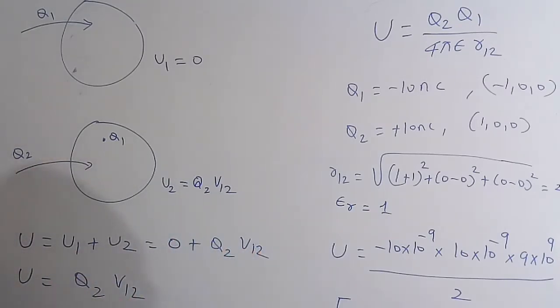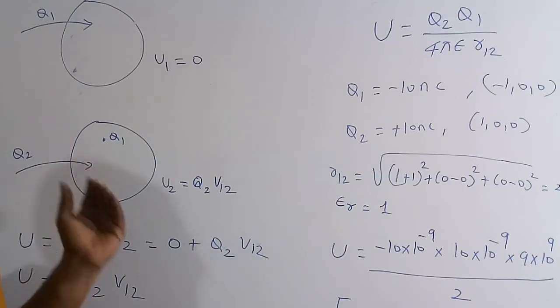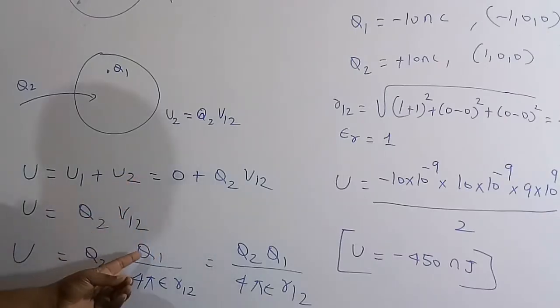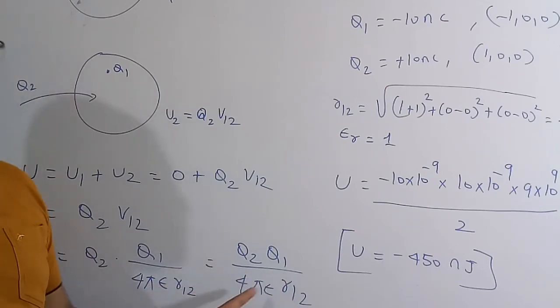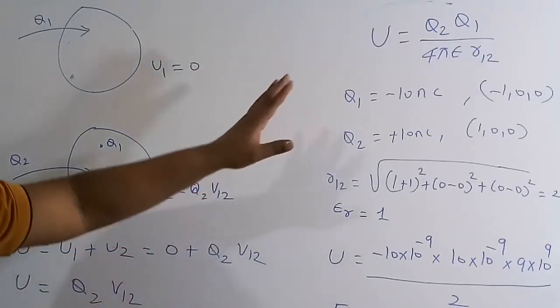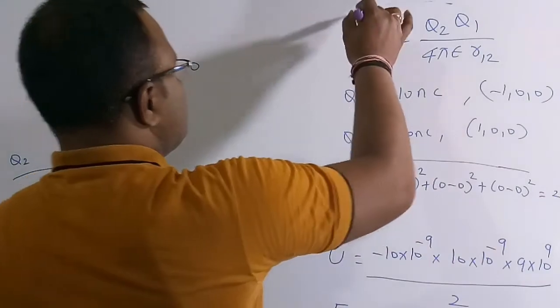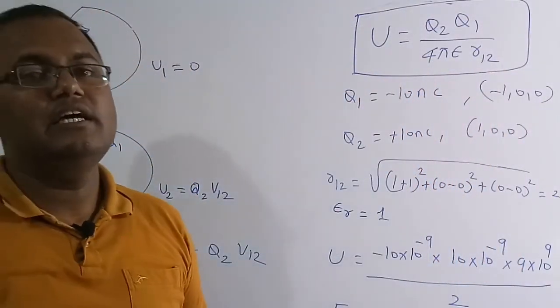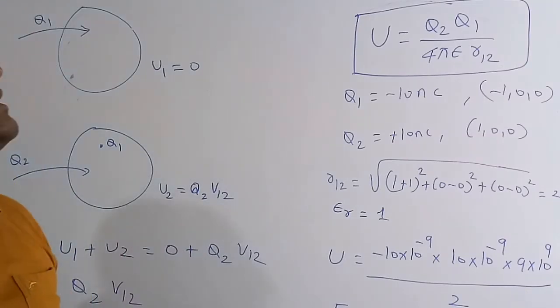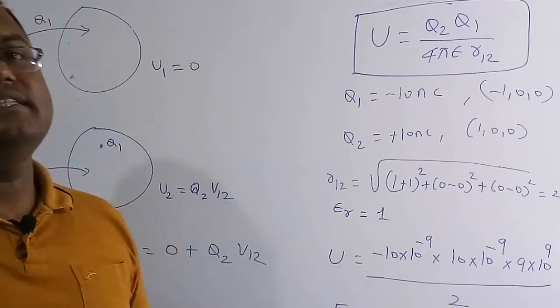Q2 into V12, where V12 is nothing but the voltage of charge Q1 at point 2, so Q1 by 4 pi epsilon R12. So definitely you are going to get Q2 into Q1 by 4 pi epsilon R12. This is the final expression. This is the net energy, or we can say this is the net work done to bring the two charges together, or the net energy stored in this field.